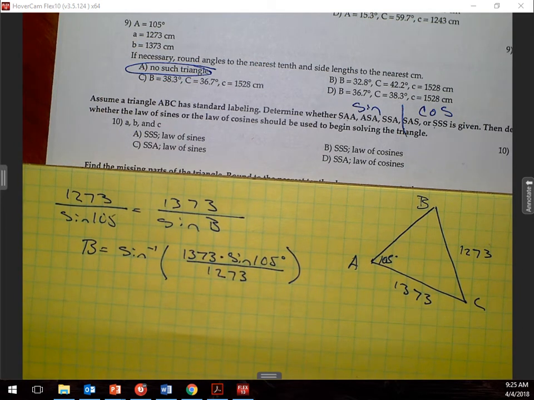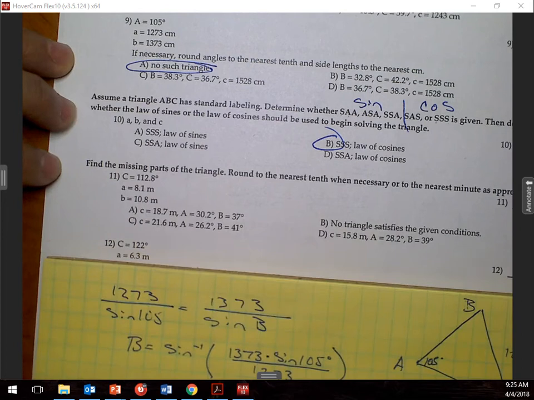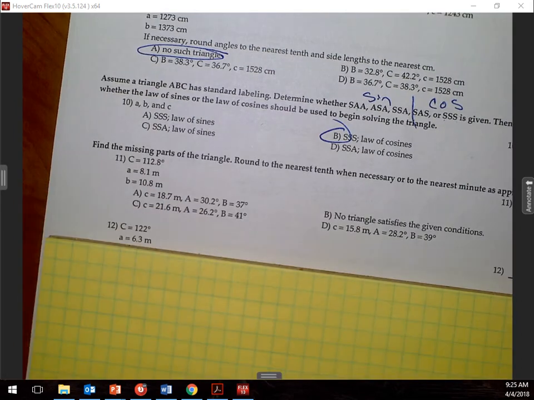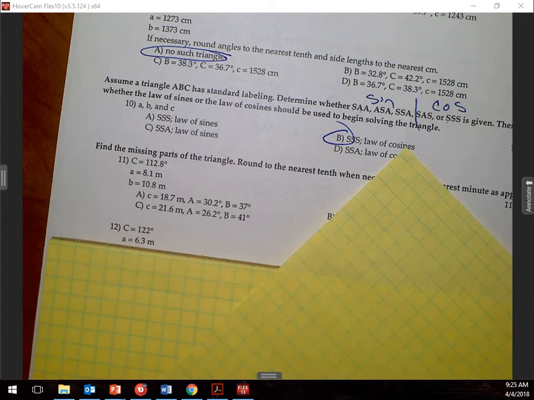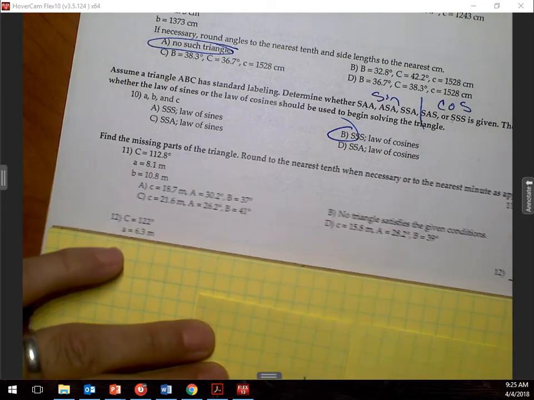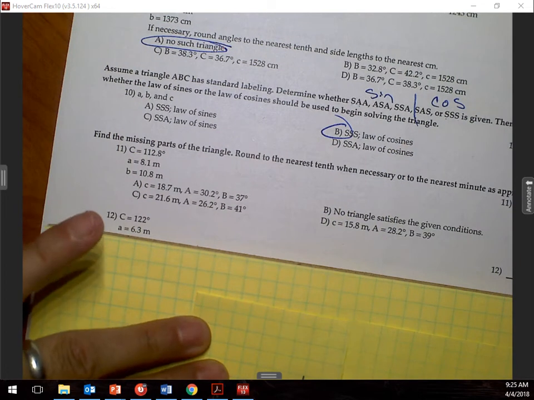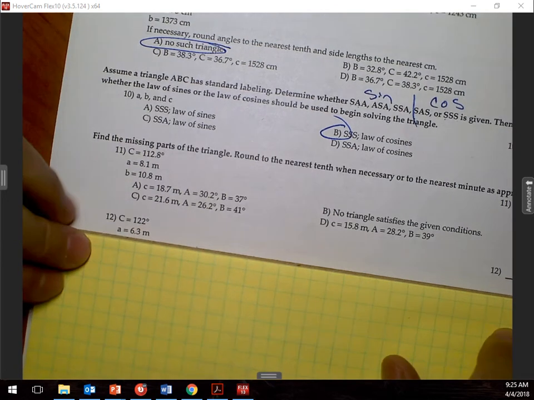So we have little a, little b, and little c. What's that going to be? Side, side, side, and what law? Cosine. Yes. That's just like your homework question that we had on that. Okay, so let's take a look. Find the missing part, round to the tenth, or degrees, minutes, nearest minute as possible.